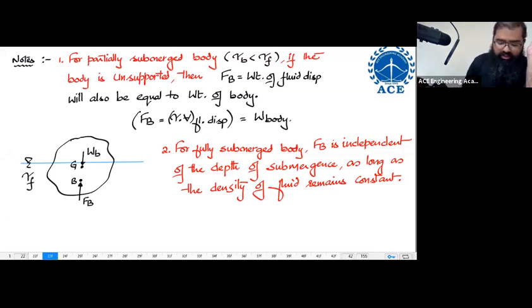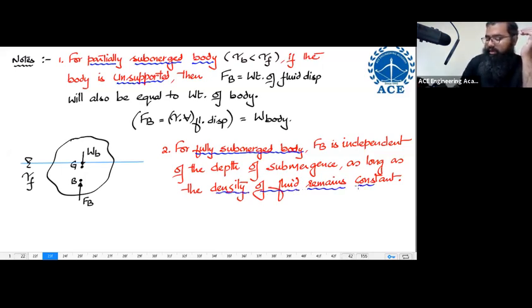The first point over here is for which body? Partially submerged body, if unsupported. The second point is fully submerged body, as long as the density of the fluid remains constant. If density of the fluid is increasing, then FB also will increase. Imagine seawater. In the case of seawater, as you go into deeper and deeper depths, the density of the seawater slightly increases.